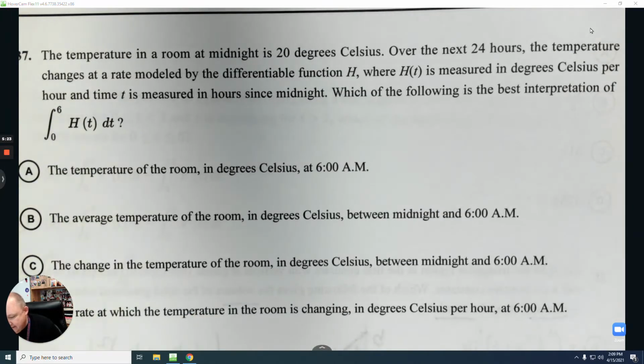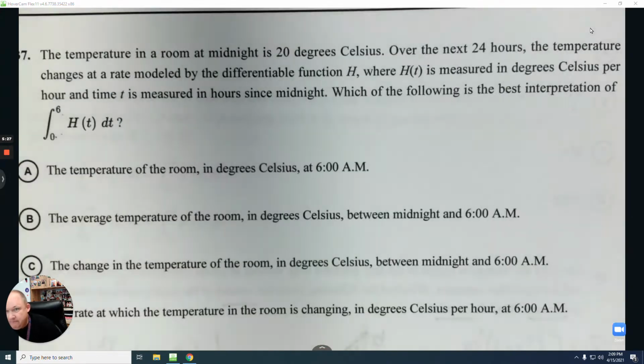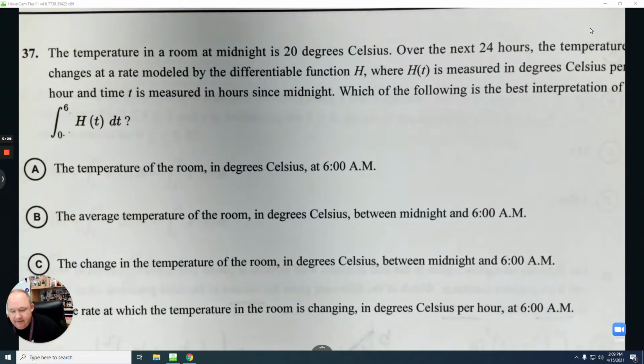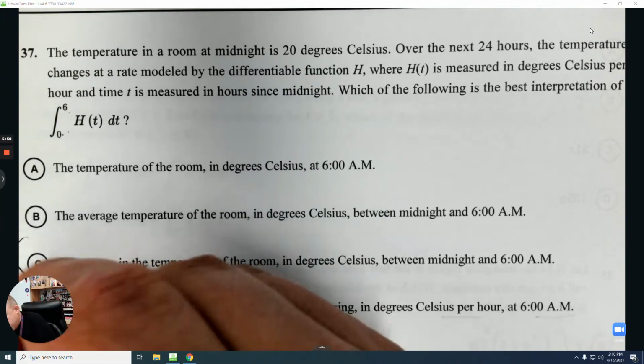So we're at midnight. From 0 to 6 is midnight to 6 a.m. Now the second part is understanding the temperature changes from there to there. So the change in temperature is what we're looking for. When I integrate it from 0 to 6, what change in temperature has happened from midnight to 6 a.m.? That's what I'm looking at. And so the answer is C.